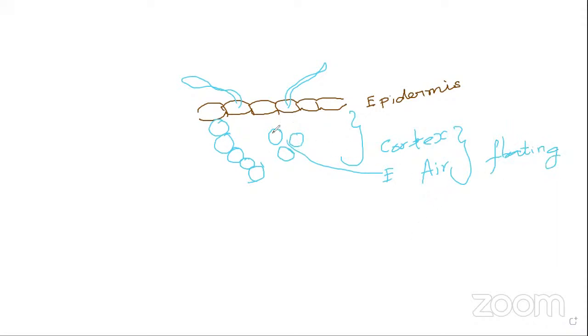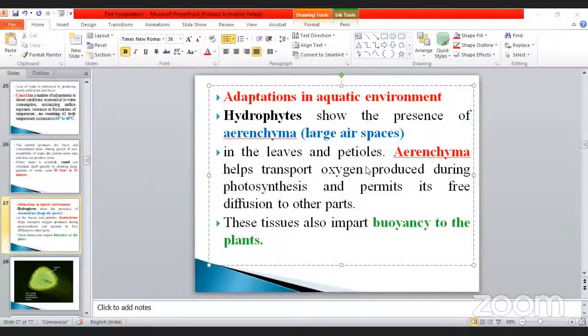Inside, the intercellular space is filled with air. So they have the specialized property called buoyancy. See this one. The parenchyma helps to transport oxygen produced during photosynthesis and permits its free diffusion to the other parts. These tissues also impart buoyancy to the plant. Then only the plant will be floating on the surface of the water. That is very, very important.